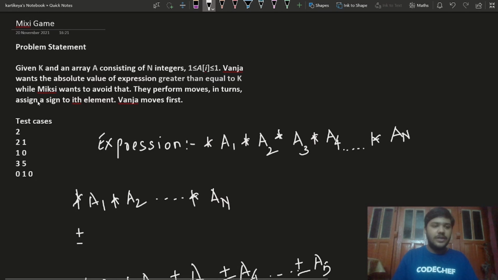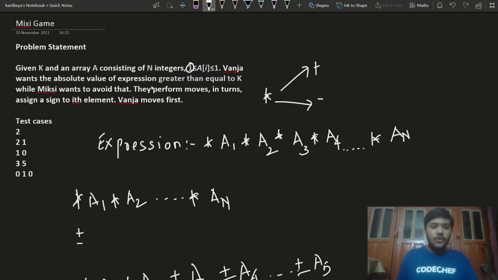Okay, so now let's read the problem statement. Given K and an array A consisting of n integers where each element of the array is greater than or equal to 0 and less than or equal to 1. So there are two players, Vanja and Mixi. Vanja wants the absolute value of the expression. So this is the expression. Here for every asterisk we replace it with a plus or a minus.